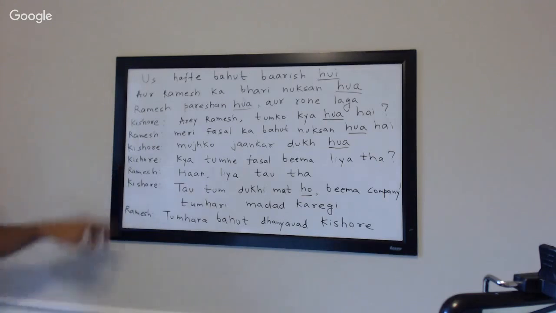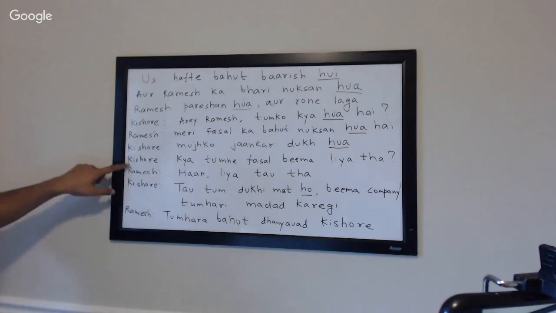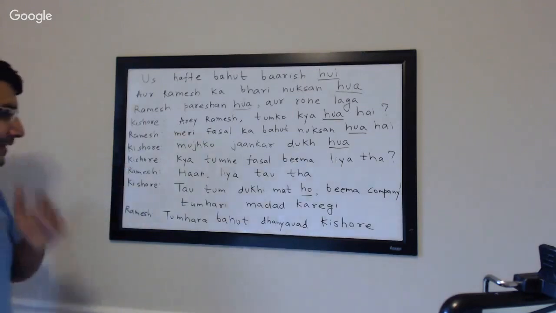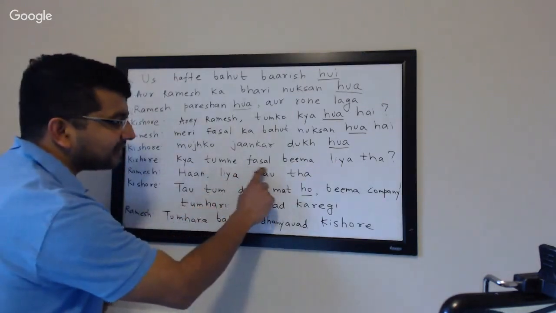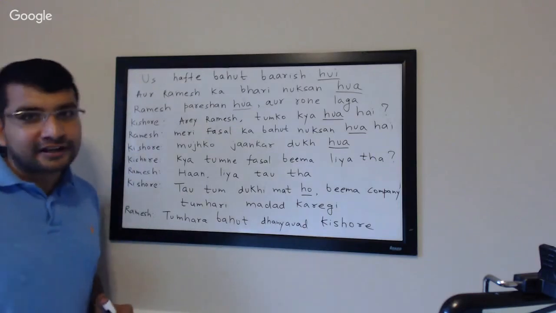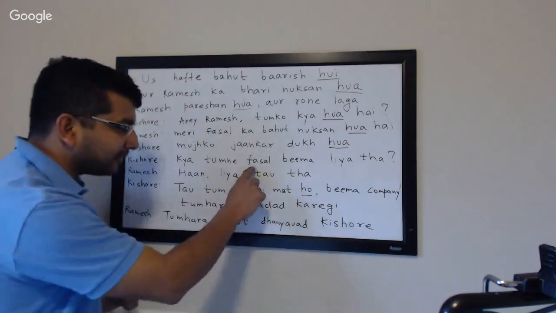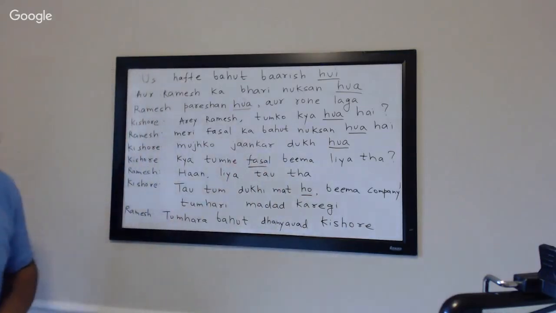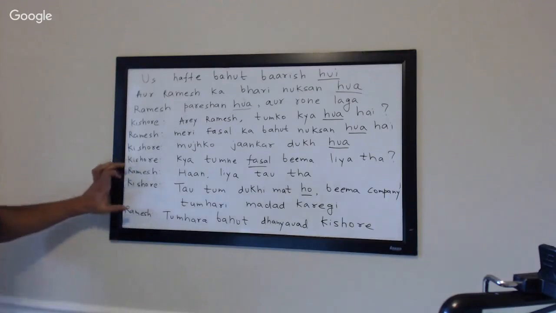Very good. Awesome. क्या तुमने फसल बीमा लिया था? Did you get crop insurance, or did you take crop insurance? Very good. This word is fasal, okay? It may be confused with Fasa, which is like a name in Urdu, but this is fasal. Do you want to give it a try? Give me a thumbs up.